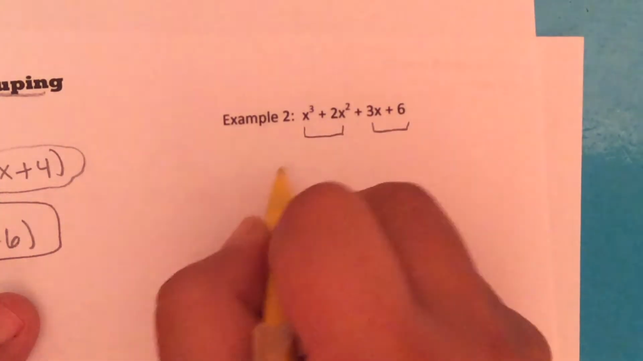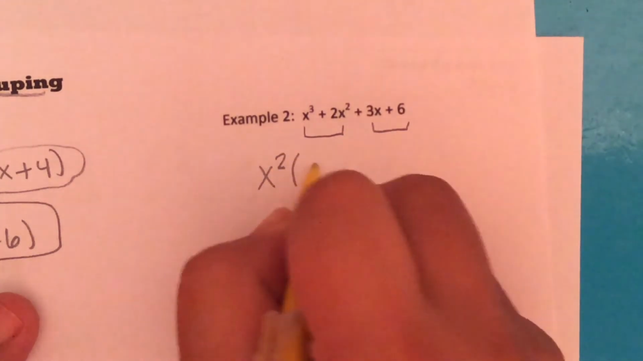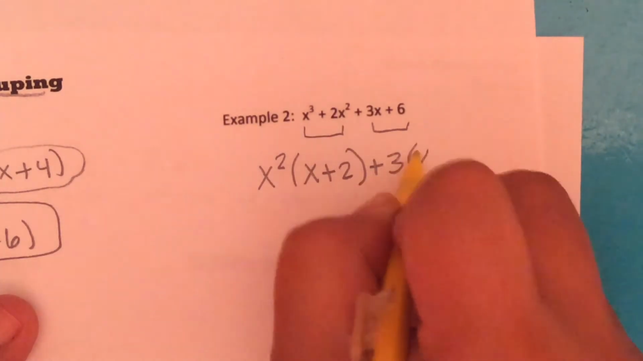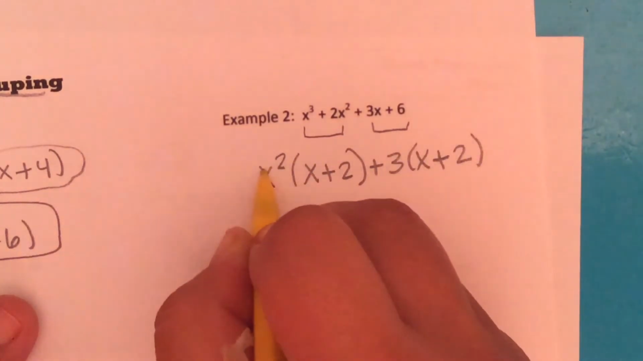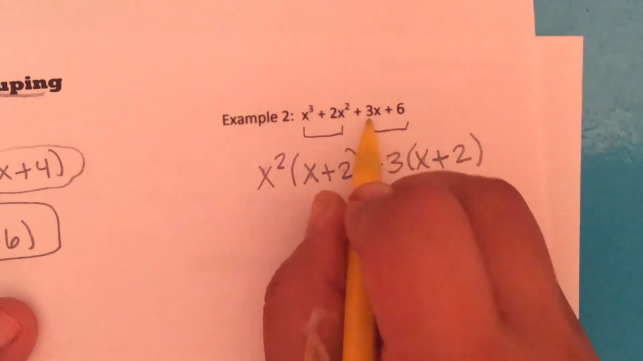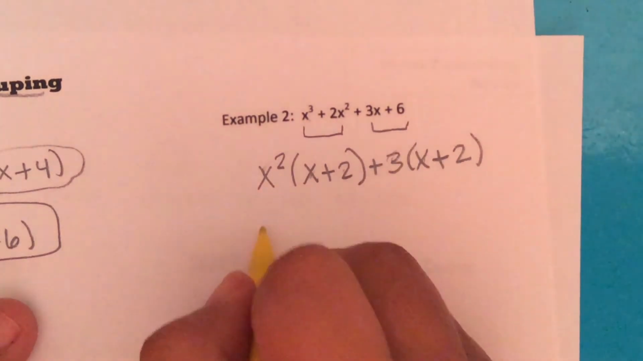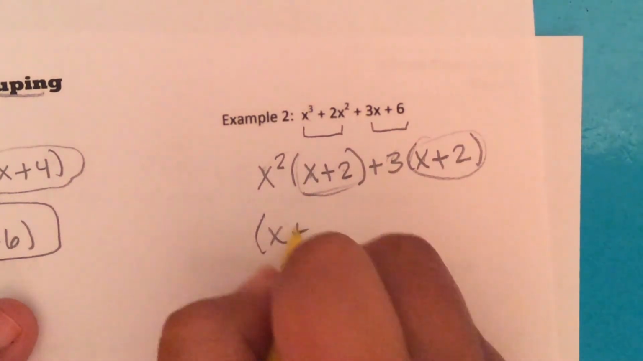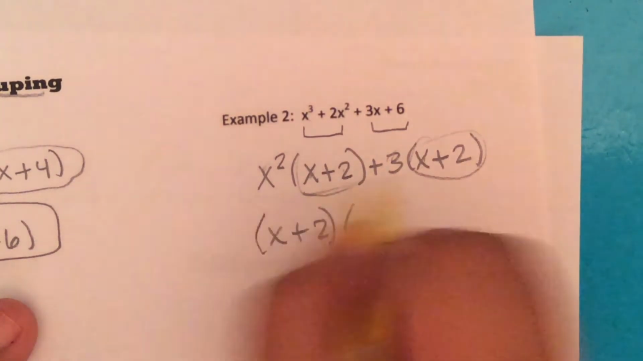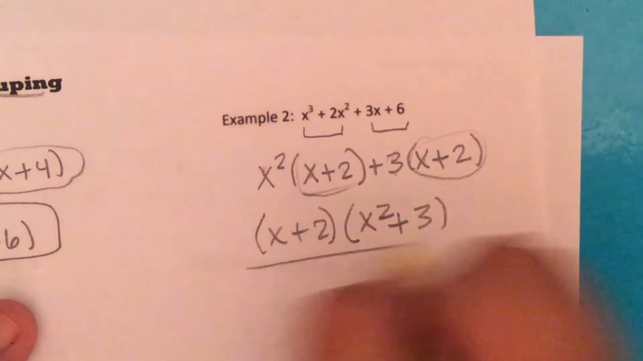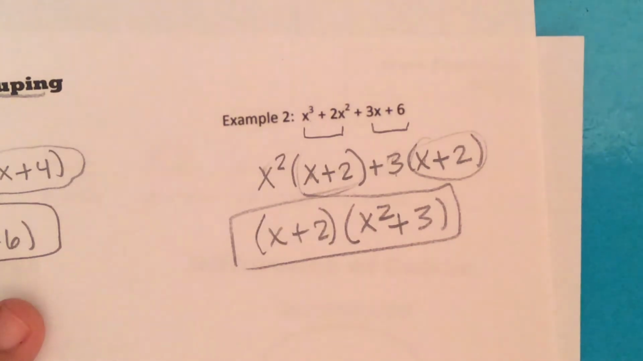So you're going to group these two. They have an x squared in common, so that's going to be x plus 2, plus 3 times x plus 2, right? If I multiply these two, I get x cubed. If I multiply those two, I get that. 3 times x is 3x, 3 times 2 is 6. So now what's their common? x plus 2 is in common. So you put that in one set of parentheses, and then the other stuff that's outside the parentheses. And so that's how you factor by grouping. Hopefully you guys remember that.